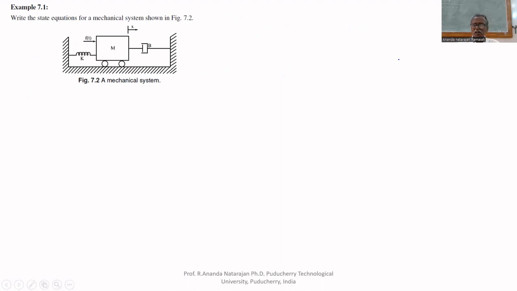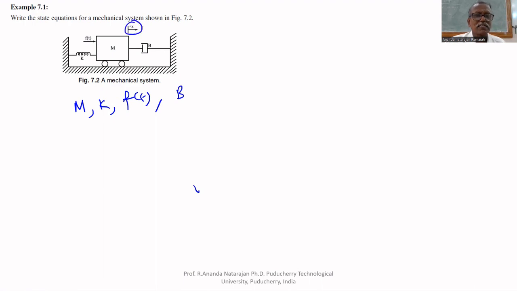You know the mathematical model of this. What is the mathematical model of this? Write the state equations for a mechanical system. Mass is m, spring constant is k, applied force is f of t, the dashpot constant is b. We know the mathematical model.